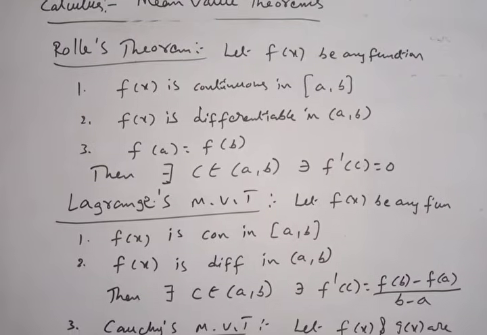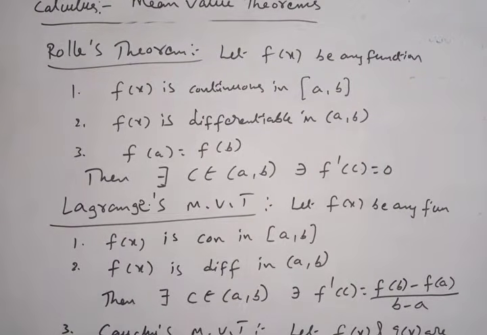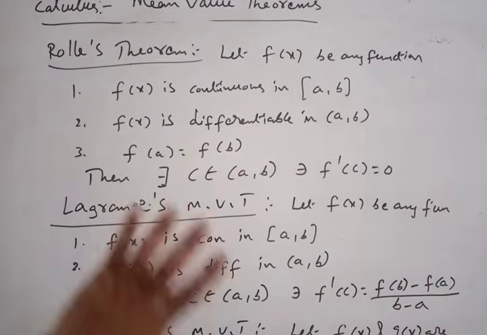Understand here, in calculus we have 3 topics. First one is what? Mean value theorems. Second one is what? Applications of definite integrals to evaluate surface areas and volumes. Third one is what? Improper integrals, correct. So now we started with the Rolle's theorem, the mean value theorems topic.